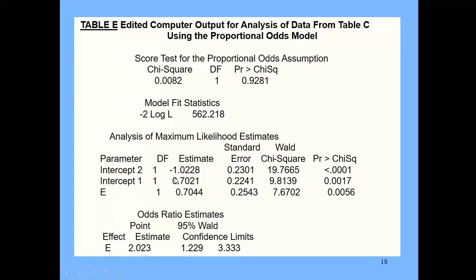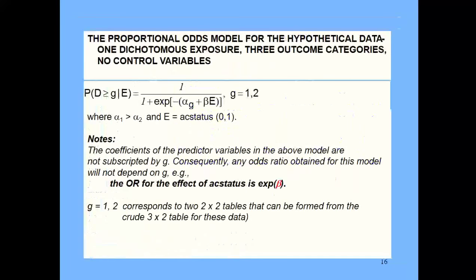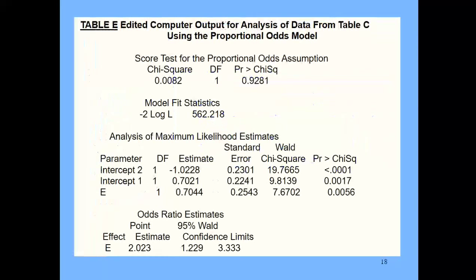Now look at the analysis of maximum likelihood estimates. I have intercept 2, intercept 1, and I have E. How many estimates for E do I have? 1. Why? Because if you go back to this model, it's not beta sub G, it's just a beta. So I'm only getting 1 estimate for the regression coefficient. And this 2.023 is e to the 0.7044. 2.023 is what you get when you exponentiate this coefficient.